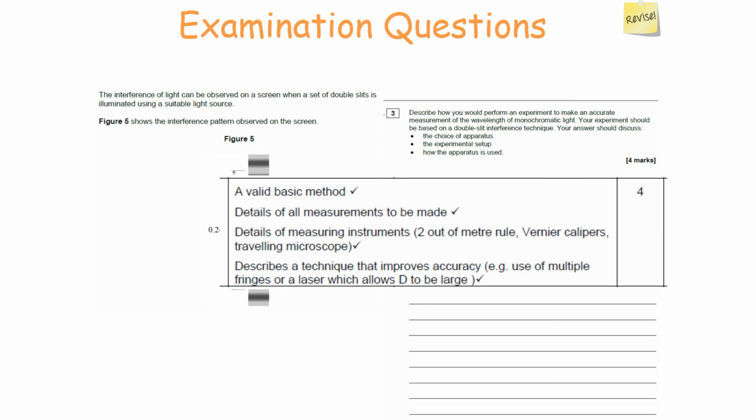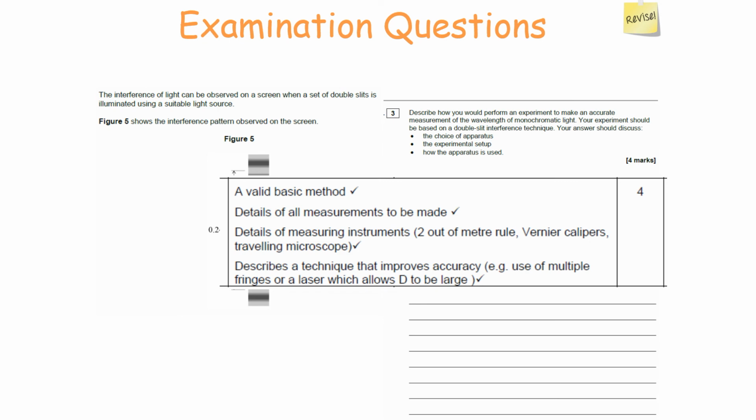Now again, you may think to yourself, what could you do in terms of which instruments you could use? You could use a meter ruler for the fringe spacings on the screen, and a meter ruler to measure the distance between the slit and the screen. You may say vernier caliper or traveling microscope for between the slits, because it's a very small distance to be measuring, so therefore you want a small percentage uncertainty in your actual measured values.